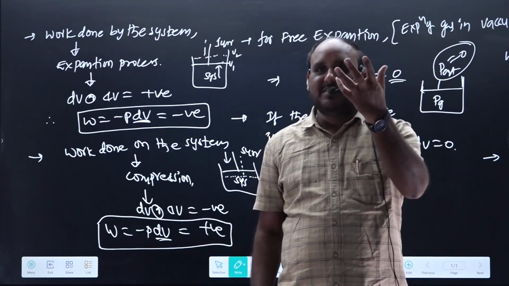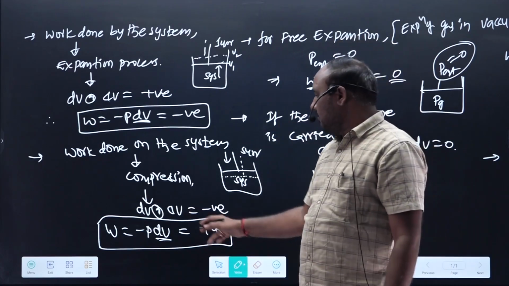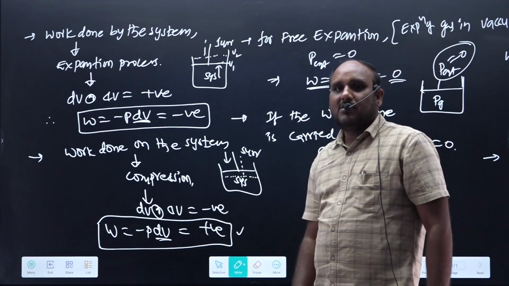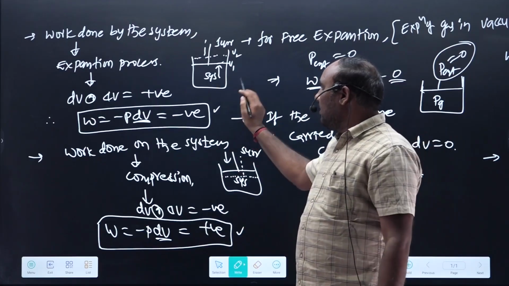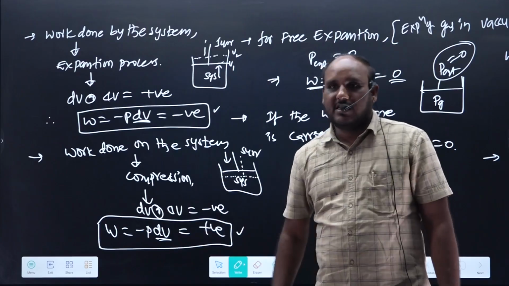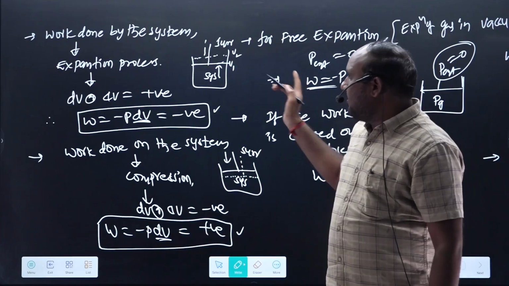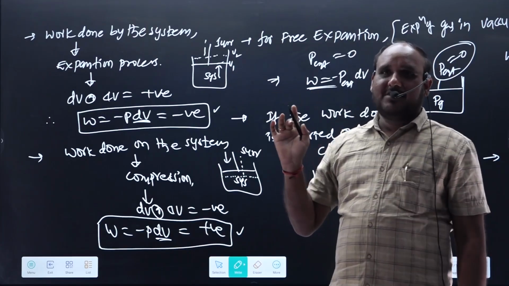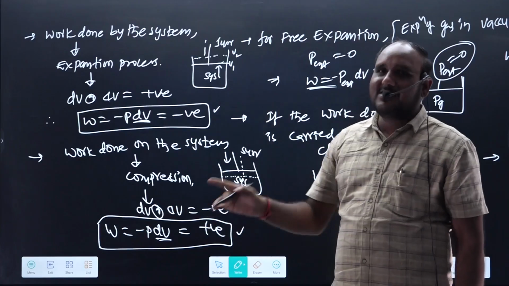Simply, when the compression process is carried out, work is done on the system. At that time the system is gaining some amount of energy. While the system is gaining, the obtained work will be positive. When the system is doing work, at that time W is negative, right? Definition, terminology, each and every point is important. If you want to understand the further topic, each and every terminology is important.